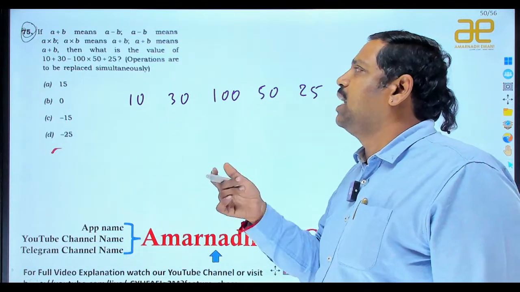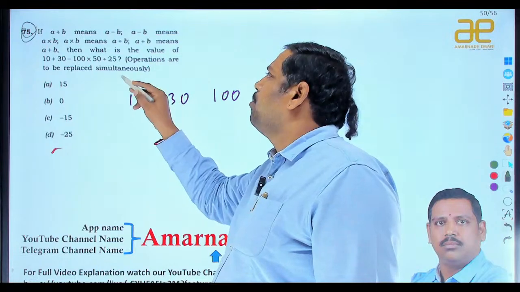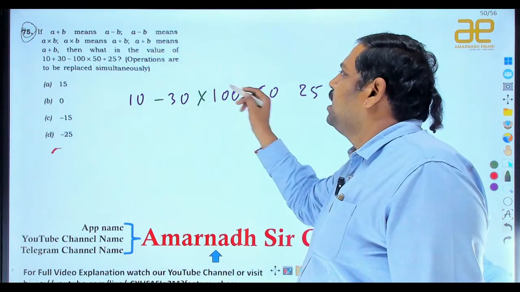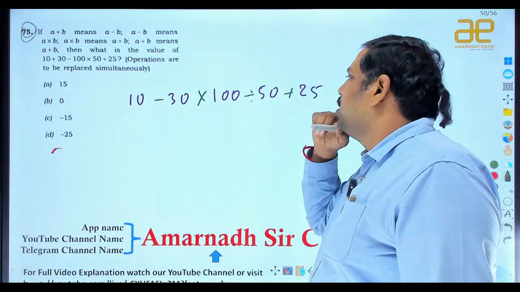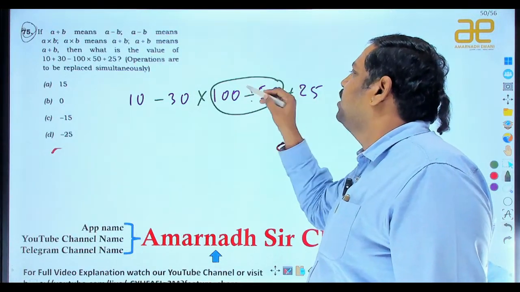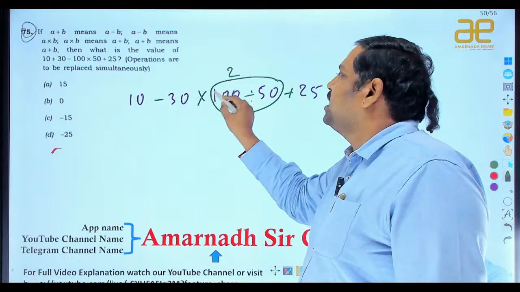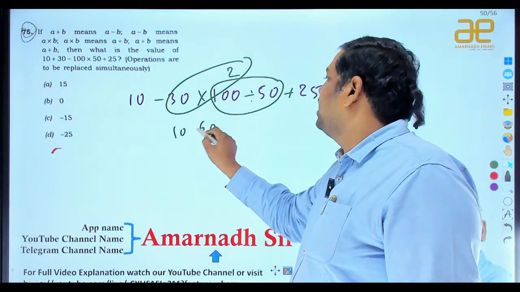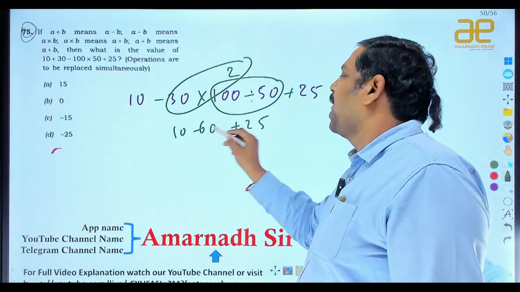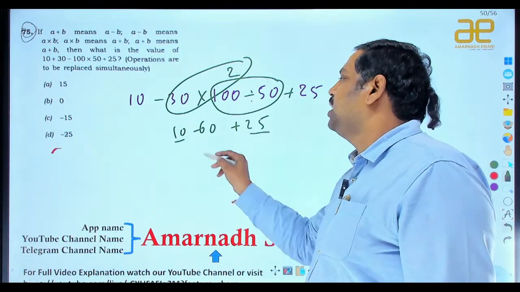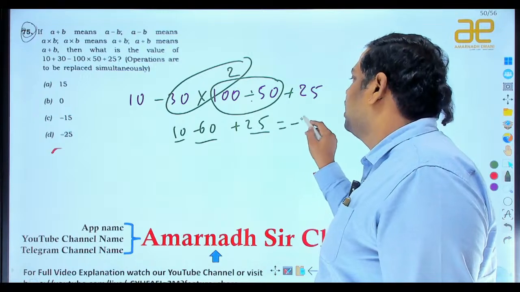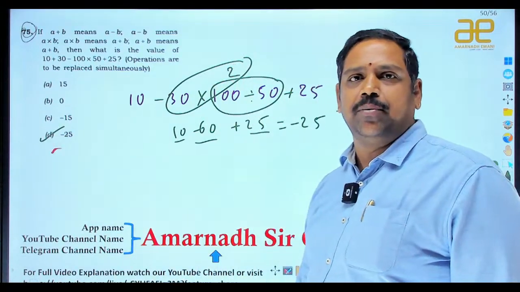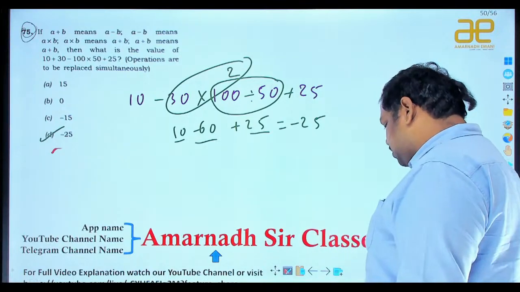Right, replace the symbols here. Plus means minus. Okay. Minus means into. Okay. Into means divided by. Okay. Divide by means plus. Okay. First I have to simplify this. 100 by 50, right? So it is how much? 2. Next I have to multiply, right? 30 into 2 is how much? 60. So 10 minus 60 plus 25. 10 plus 25 is 35. 35 minus 60 means minus 25. So what's the answer? D is the answer. Hope you understand. A funny and simple question.